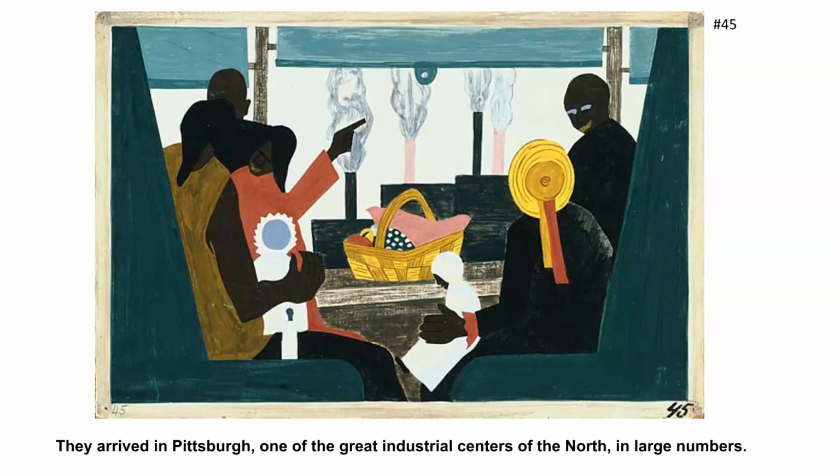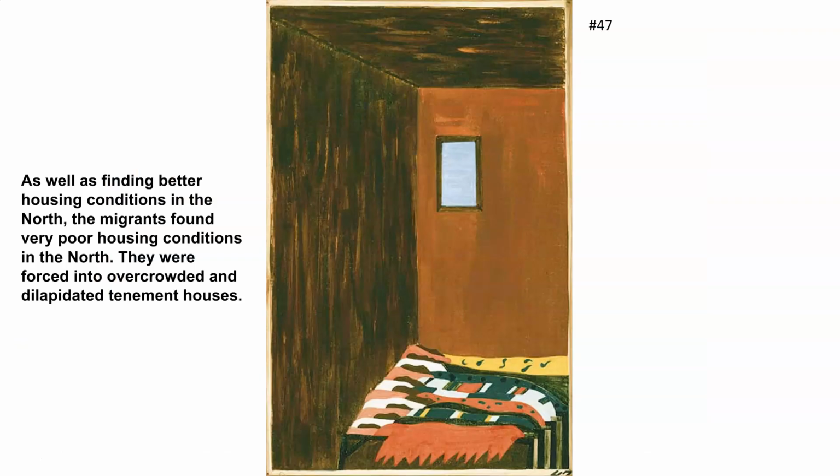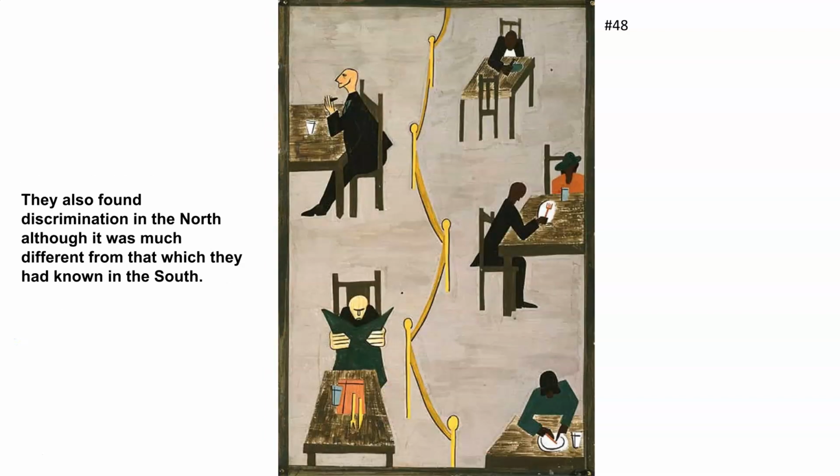They arrived in Pittsburgh, one of the great industrial centers of the North, in large numbers. As well as finding better housing conditions in the North, the migrants found very poor housing conditions in the North. They were forced into overcrowded and dilapidated tenement houses. They also found discrimination in the North, although it was much different from that which they had known in the South.